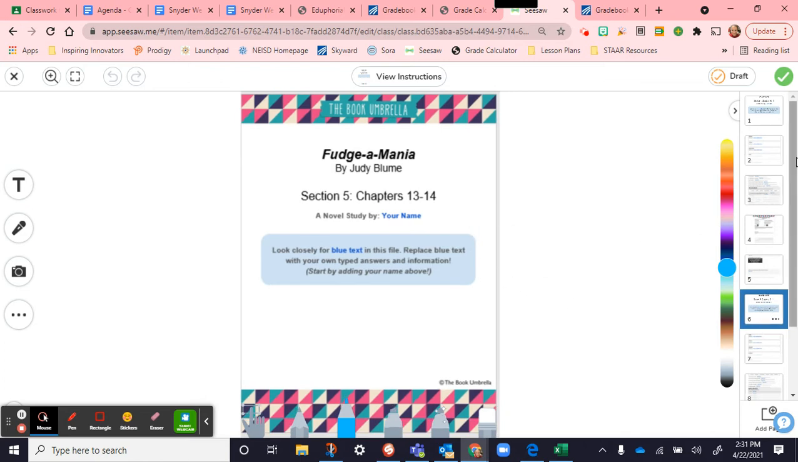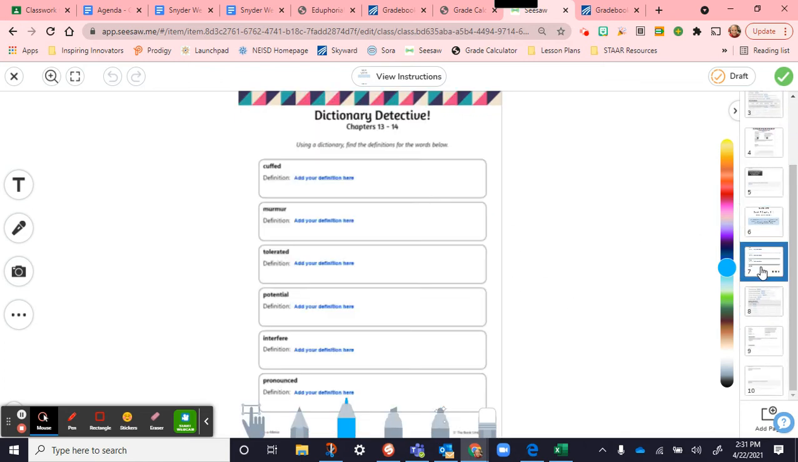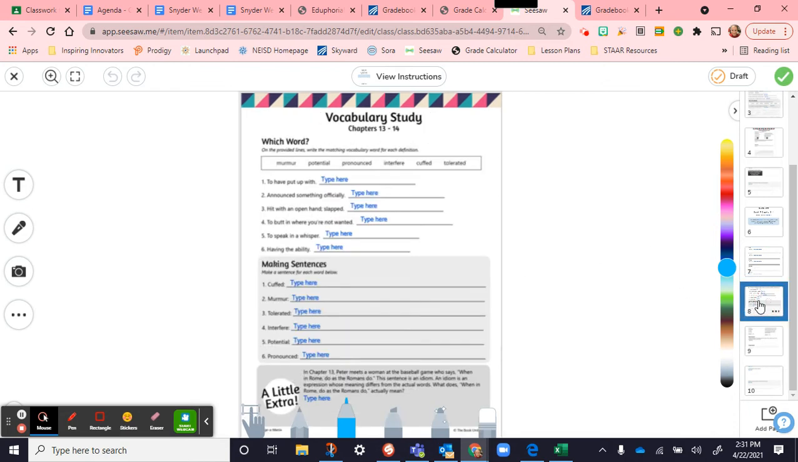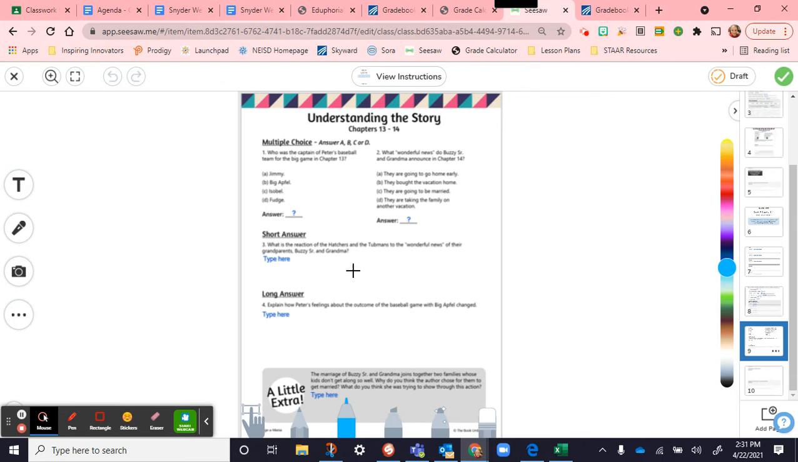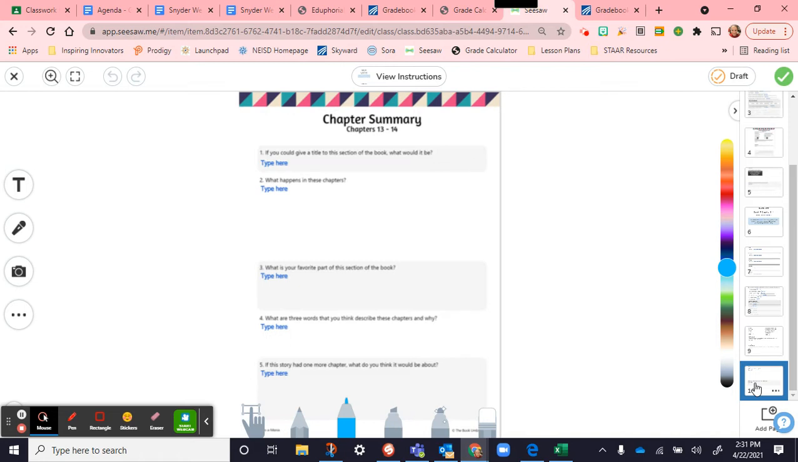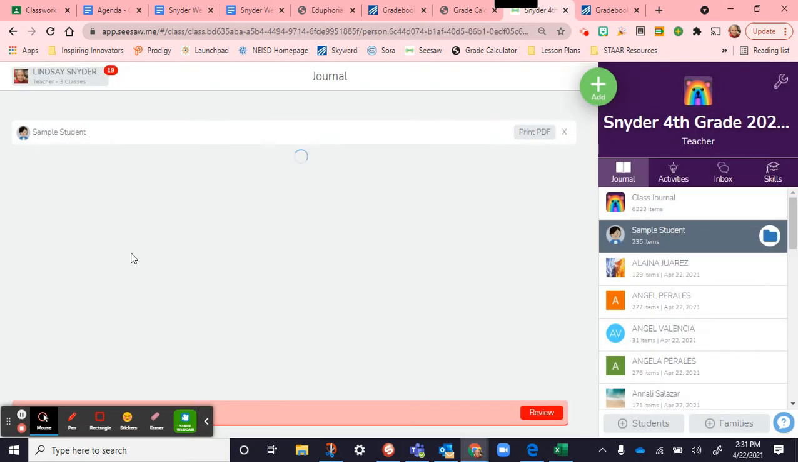All right, so down here on 5, yesterday we started the dictionary detective, where we were looking up these words: cuff, murmur, tolerated, potential, interfere, and pronounced. And then we were matching them up with their definition, and then using them to make a sentence. And then on 9, this is comprehension from those last 2 chapters, the one we read yesterday and the one we read today. Same thing here, just a summary of those. So once you're done with that, you can go ahead and turn that in.